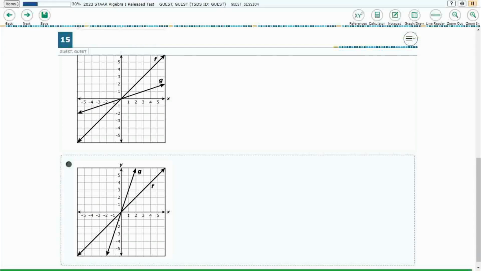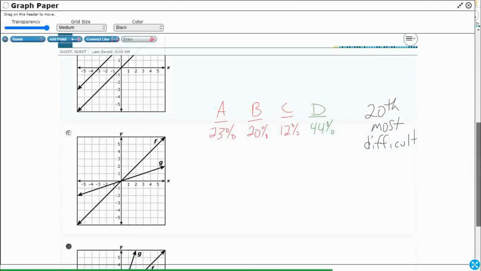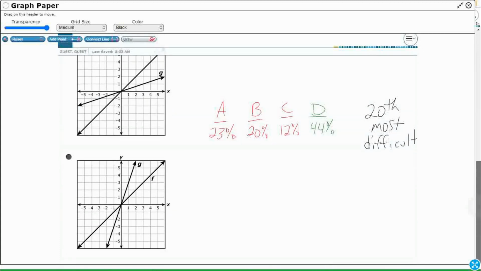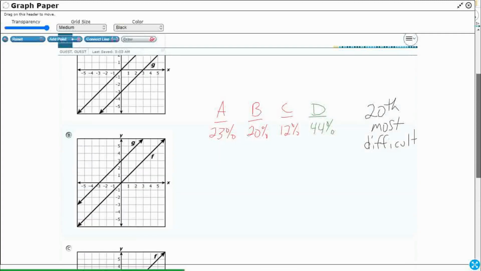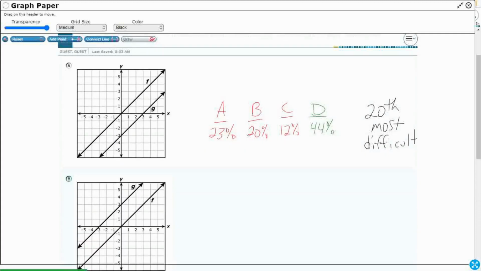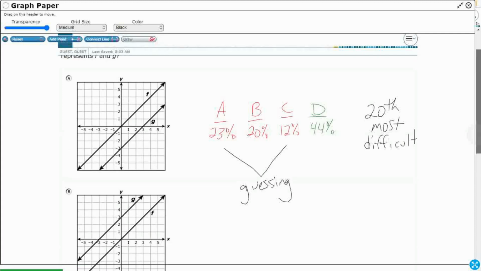Let's see how we did across the state of Texas. So this was tied for the 20th most difficult problem. And we see that our correct answer down here, D, only got 44% correct. The distribution of the incorrect answers between A, B, and C really points to the fact that we have just some random guessing. So you either know it or you don't. There's not one incorrect answer that really stood out, right?